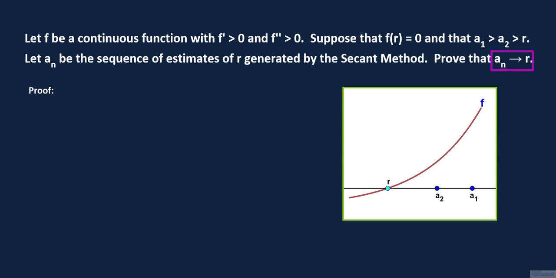We first prove that the sequence converges, and so for the first part, we show that the sequence aₙ is a bounded monotone sequence. In the second part, we show that the limit of the sequence aₙ is indeed equal to r.